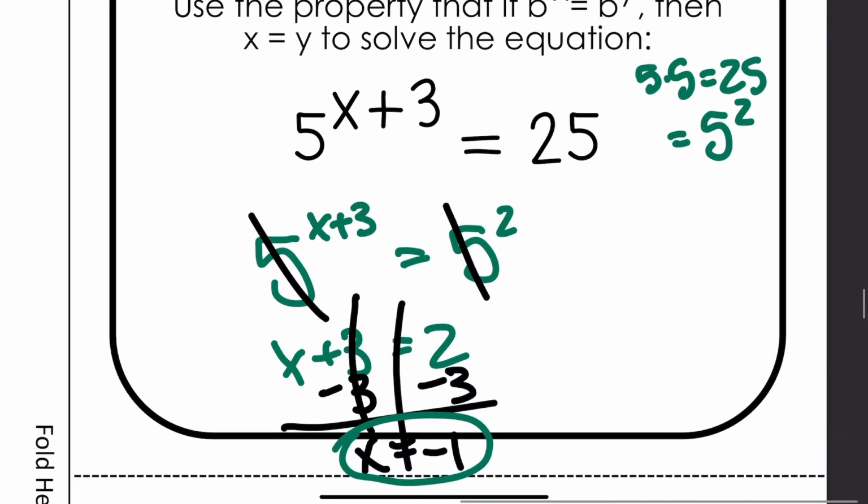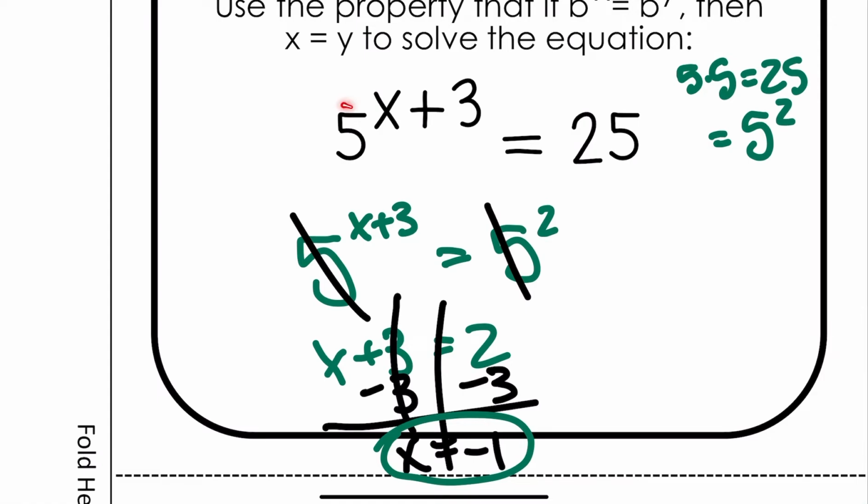So the main thing here is you need to change your bases so that they match each other. And then once you're there, you got to cancel them out. And then start solving like we usually do.